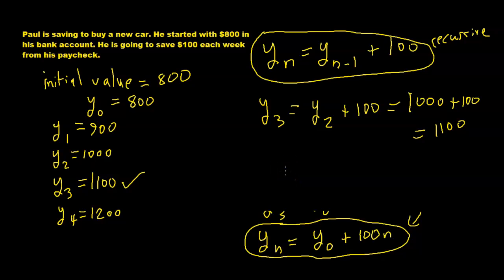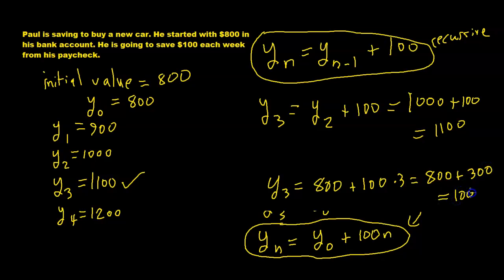Yn equals the initial value plus 100n. If we wanted to calculate y3, well, we would just take our initial value, 800, plus 100 times n, in this case, times 3. This is going to be 800 plus 100 times 3, which is 300, right? And we'll again get 1,100, right? Same thing. Both formulas will get you the correct answer.